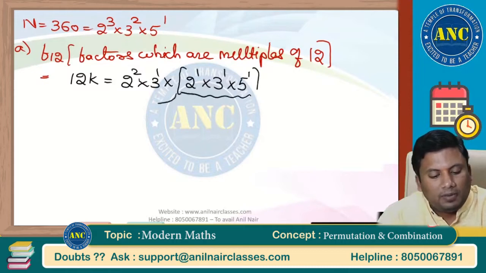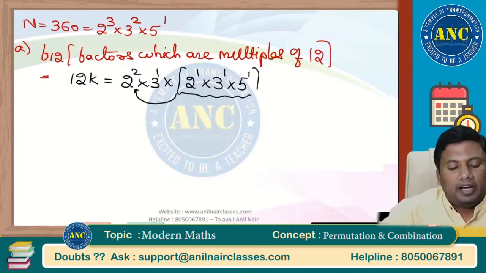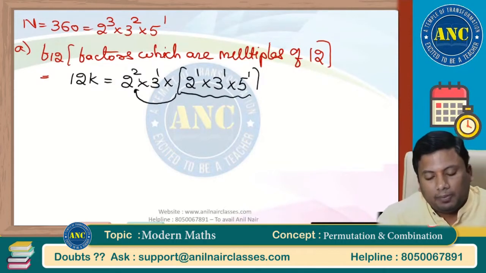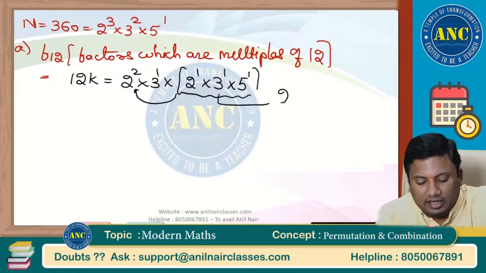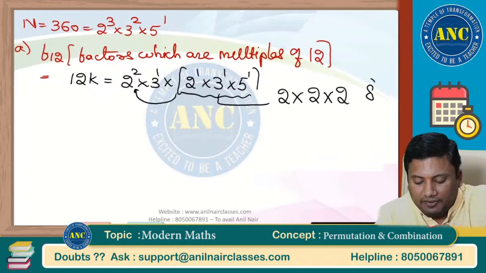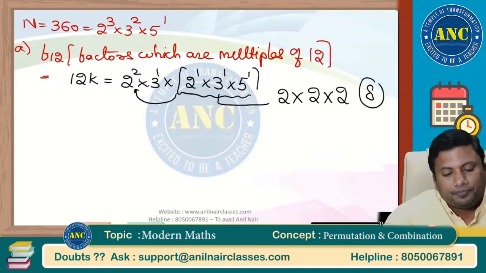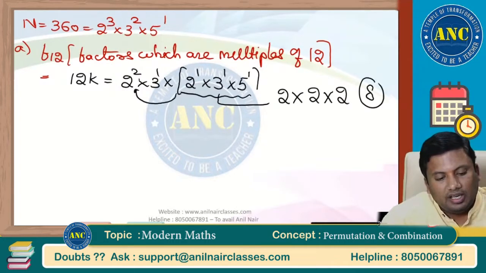These are the numbers which are getting multiplied by 12 and become a multiple of 12. How many factors are there for this number? 2 into 2 into 2. The answer for this question is 8.